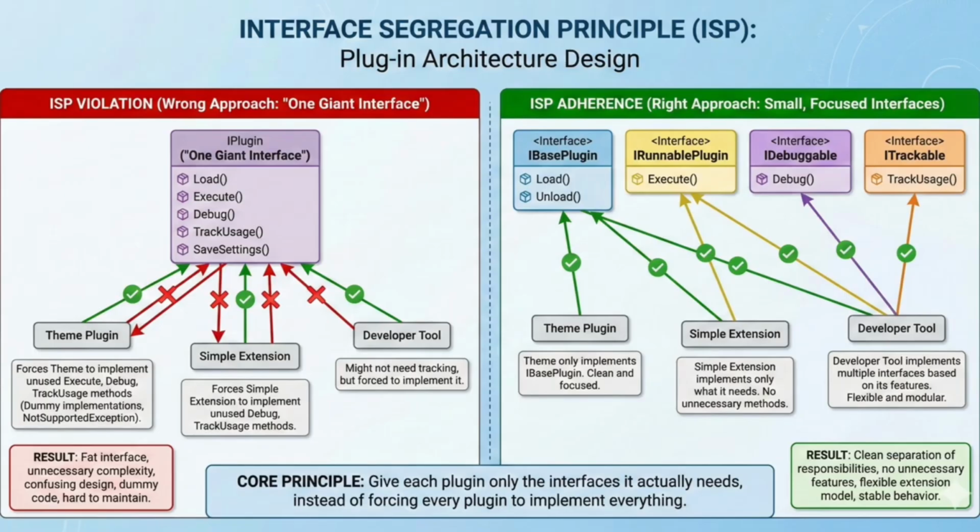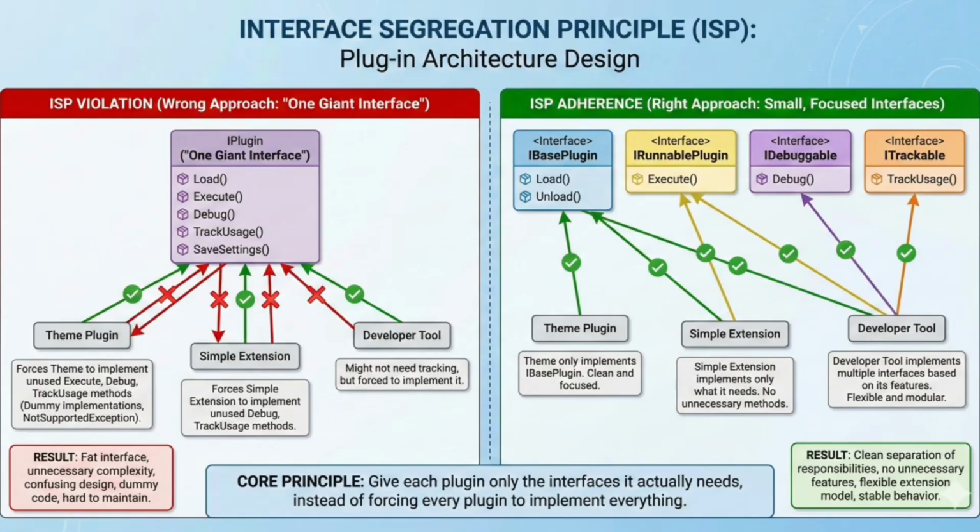Core meaning of ISP here: if the system supports plugins, give each plugin only the interfaces it actually needs, instead of forcing every plugin to implement everything. That is the true power of the interface segregation principle in plugin architectures.